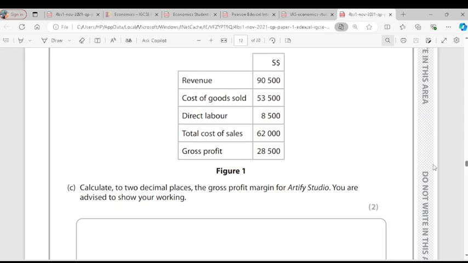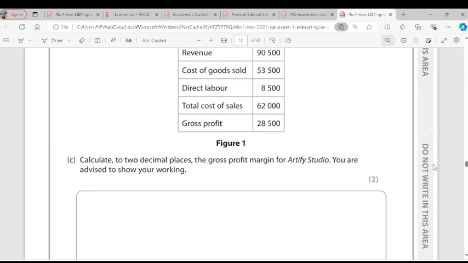Question C. We have the revenue, cost of goods sold, direct labor, total cost, and gross profit. They say we should calculate to 2 decimal places the gross profit margin for Artify Studio. Gross profit margin is gross profit divided by revenue multiplied by 100. The gross profit is 28,500. The revenue is 90,500, then multiplied by 100. So that gives us 2,850,000 divided by 90,500, which is 31.49%. That is the gross profit margin.